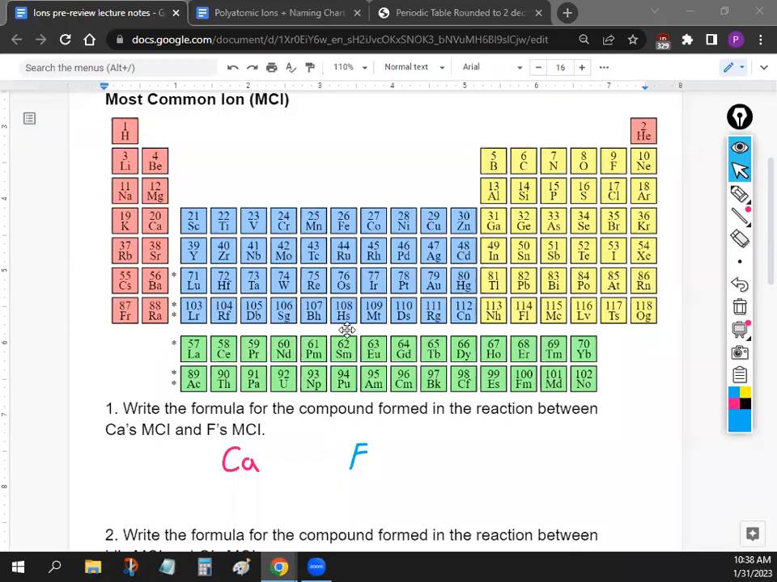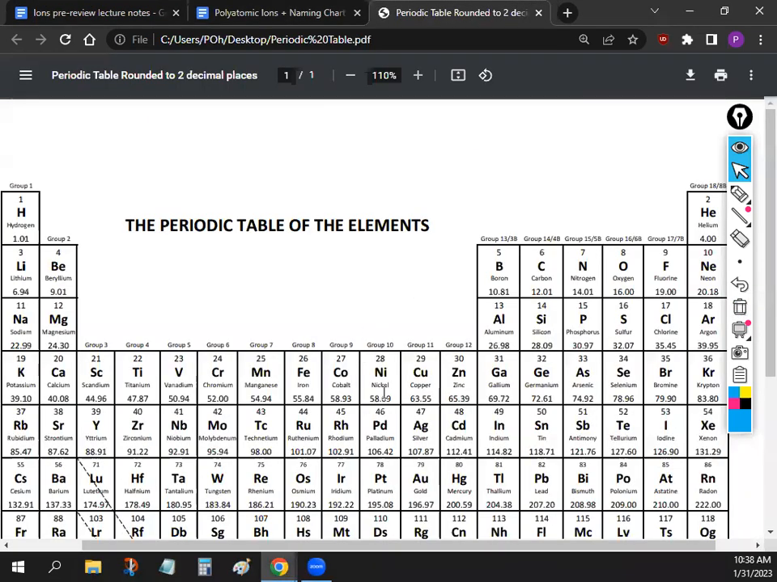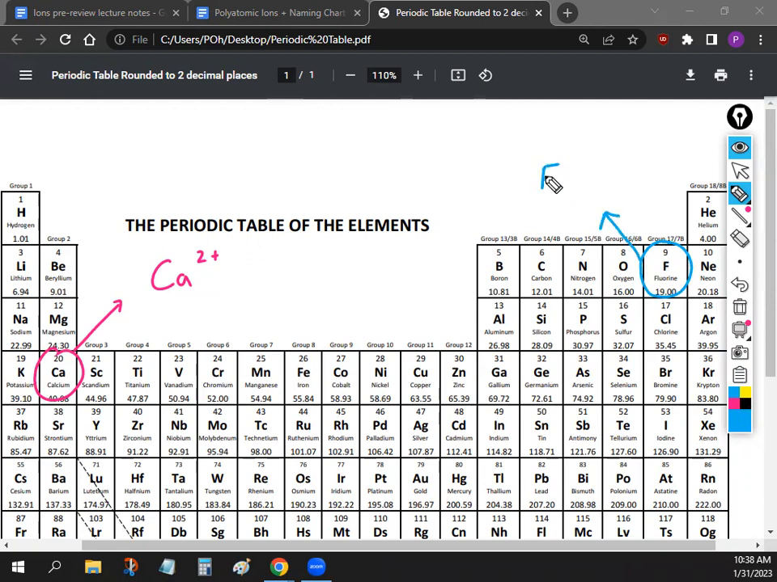Alrighty, guys. So let's take a look at the periodic table. We're looking at Ca and F. If we take a look at the periodic table, Ca is right here. What's the MCI for Ca? Yeah, +2. So Ca is going to be +2. And then F is right here. And what's the MCI for F? -1. Okay, so you guys should have written Ca +2 and F -1.